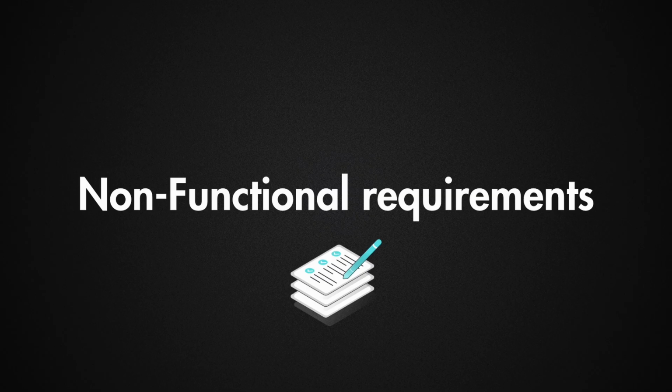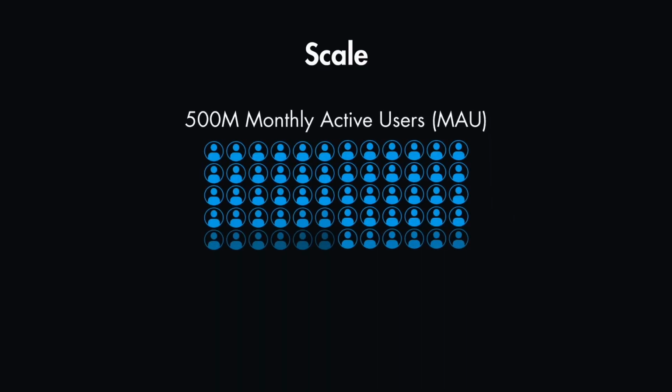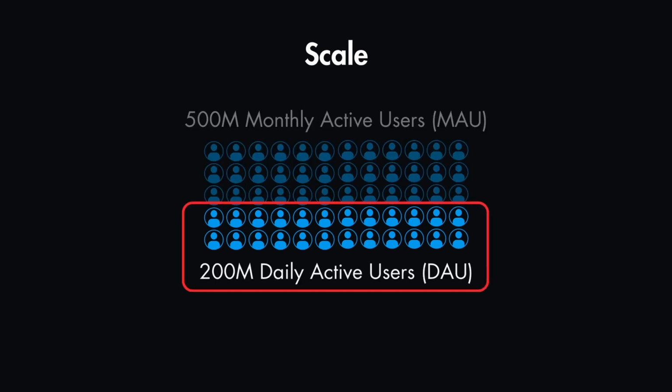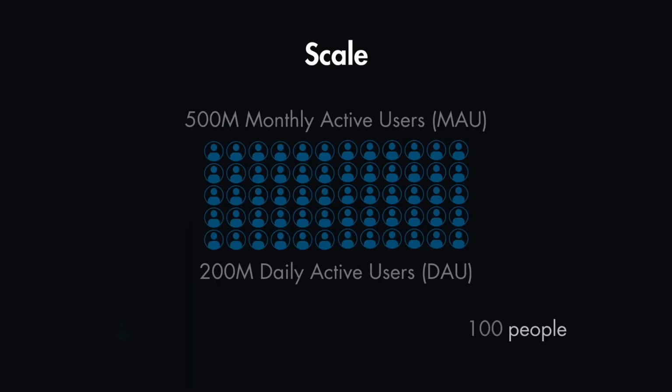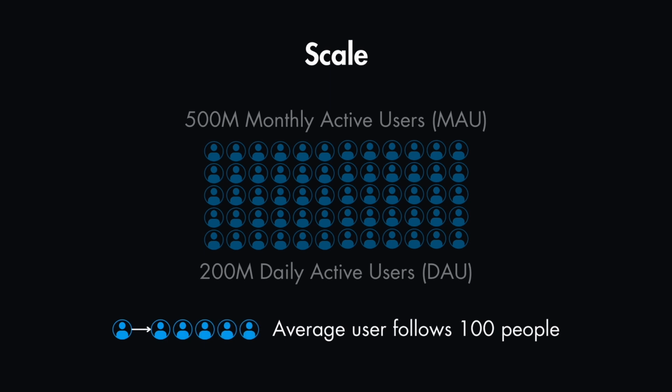With that, let's move on to non-functional requirements, and let's consider the scale and performance demands of this system. Let's start with the scale. Research shows that X currently has 500 million monthly active users. And let's assume that out of these, 200 million are daily active users. And the typical user here on average follows around 100 people.